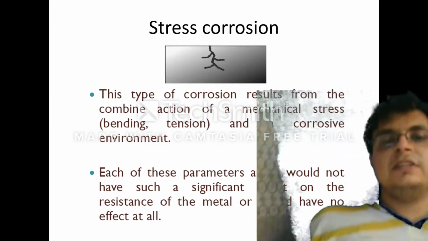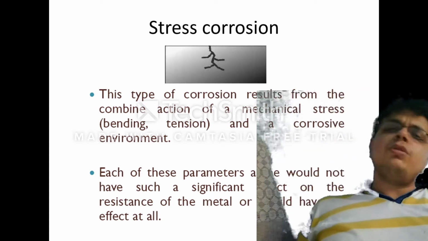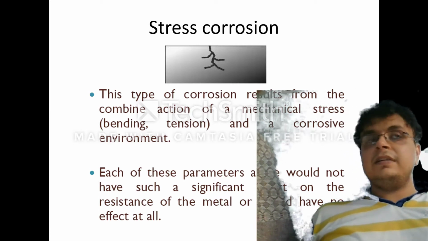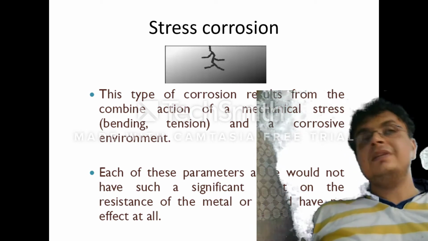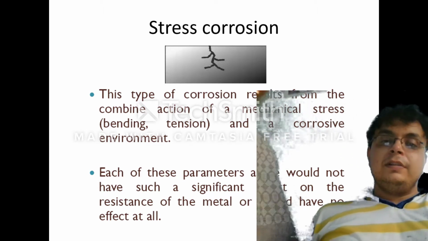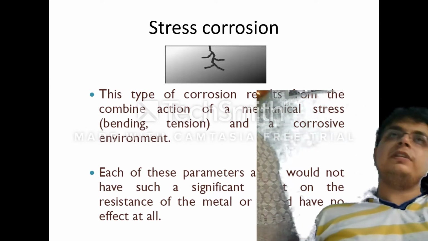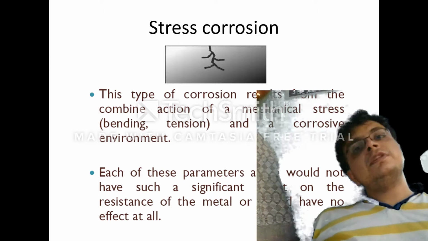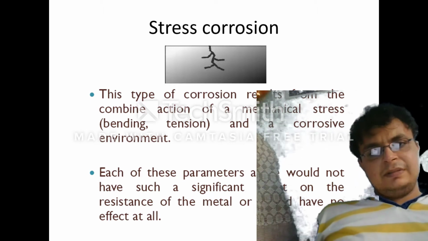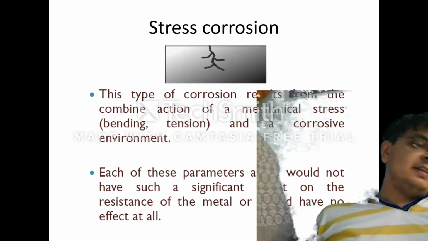Next is stress corrosion. The name only suggests stress. The stress means that corrosion is also under stress, and generally the stress is mainly because of loading. Because of the loading, mechanical stresses are developed, and hence stress corrosion is generally formed because of bending and tension in a corrosive environment. So because of these mechanical stresses, corrosion can take place.